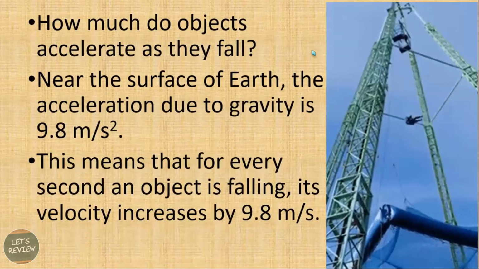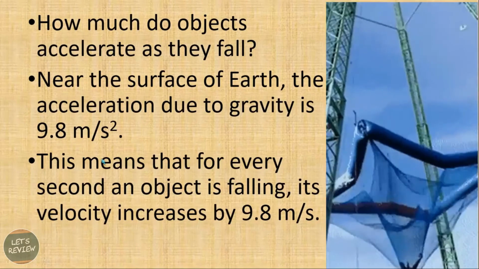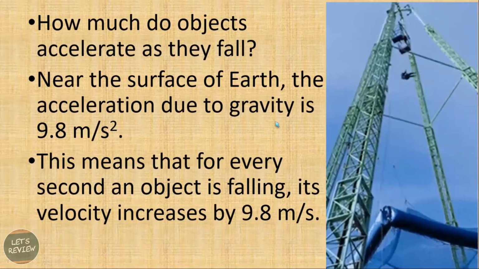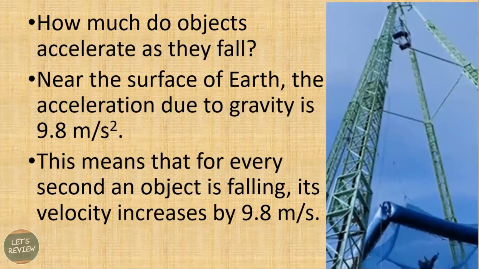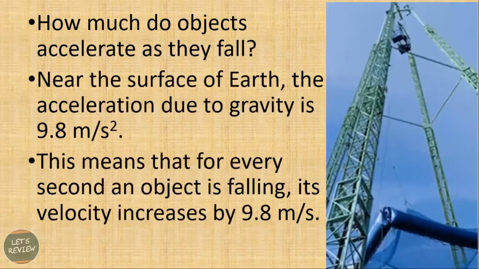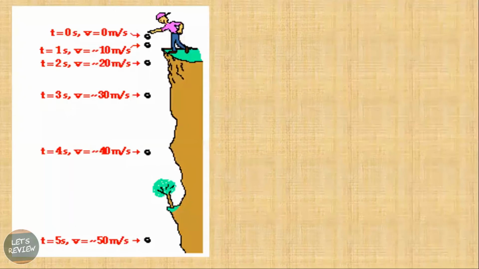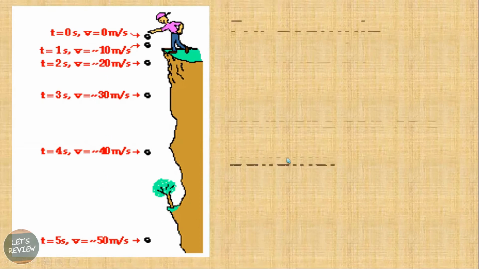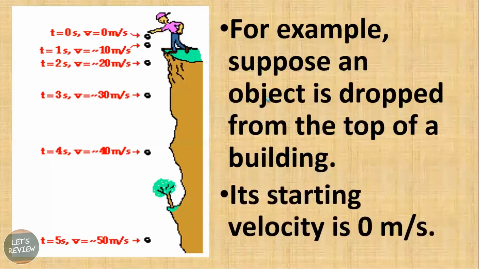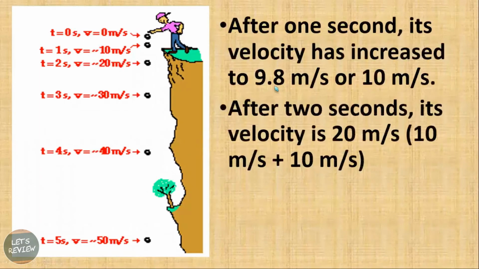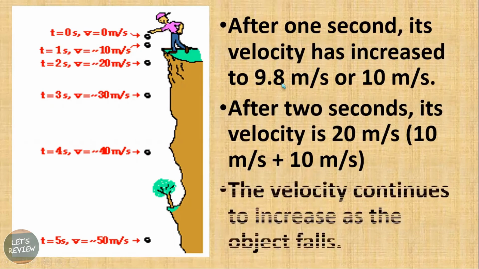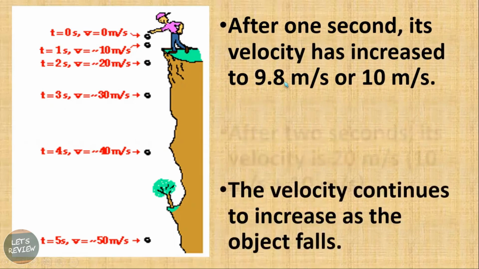So how much do objects accelerate as they fall? Near the surface of the Earth, the acceleration due to gravity is 9.8 meters per second squared. Remember, that's the gravity of the Earth. This means that for every second an object is falling, its velocity increases by 9.8 meters per second. Look at the time in seconds and look at what happened to the velocity of a falling object, starting at 0, then after a while, turning out to be 50 meters per second.